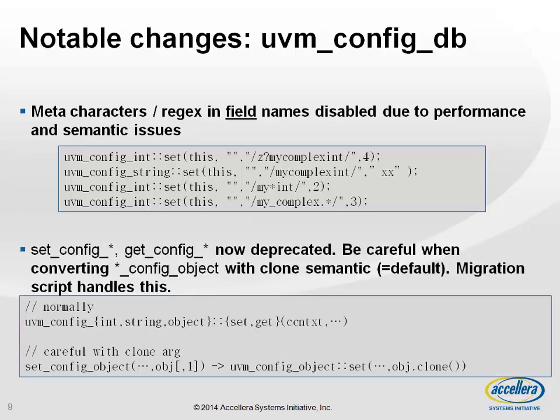set_config and get_config_int are deprecated. So if you use those, you should either move or you need to enable the backward compatibility mode. The conversion script from 1.1 to 1.2 is trying to change that: uvm_set_config_int to uvm_config_object or config_int. There's one complication with the object here because there's a clone argument. The semantic is slightly different between the two. There's a Mantis, read the Mantis, and it's there. The script annotates the appropriate lines with that Mantis; read it and change the code accordingly.